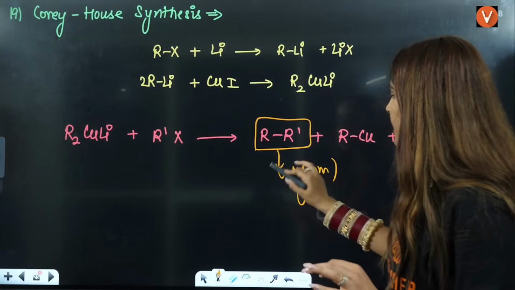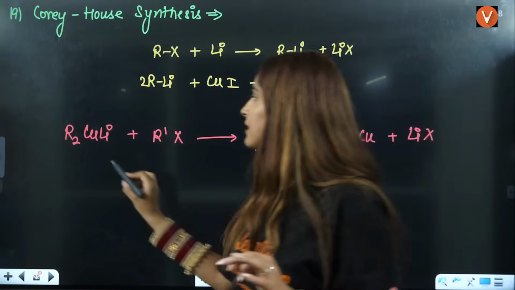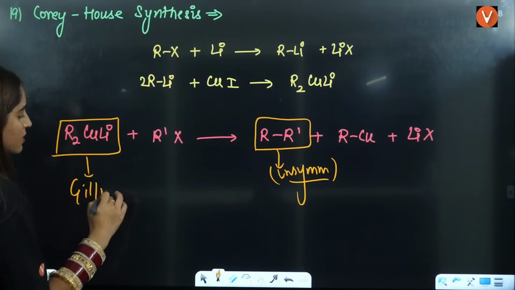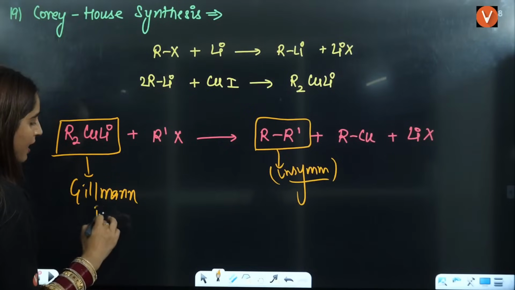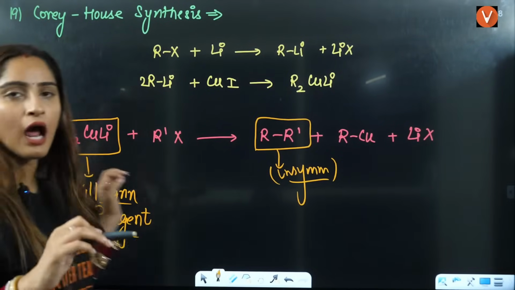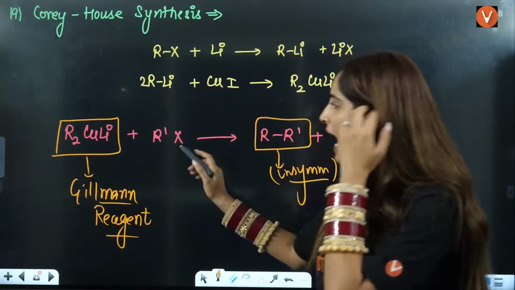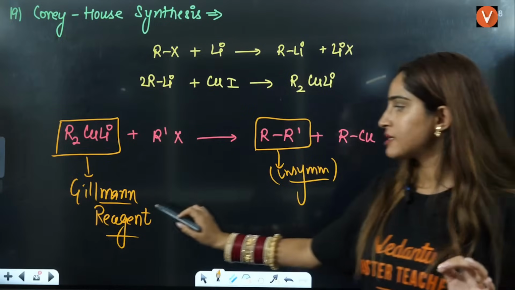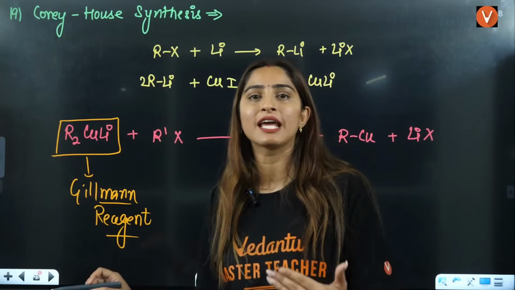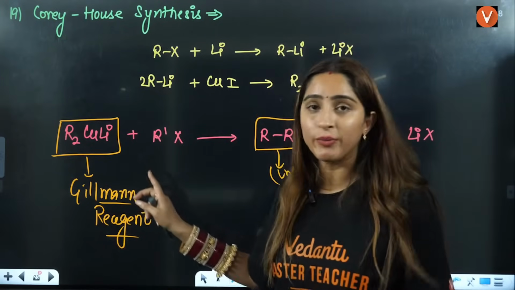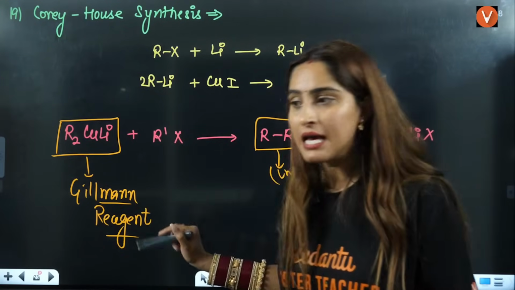Okay, unsymmetrical alkenes you will get here, and this R2CuLi is called Gilman's reagent. What you exactly do? Directly you can understand that R2CuLi, we will react this with R-X and you will have the formation of R-R. This is called Gilman's reagent, just like you have Grignard reagent, RMgX. This is also an organometallic compound, that is Gilman's reagent.